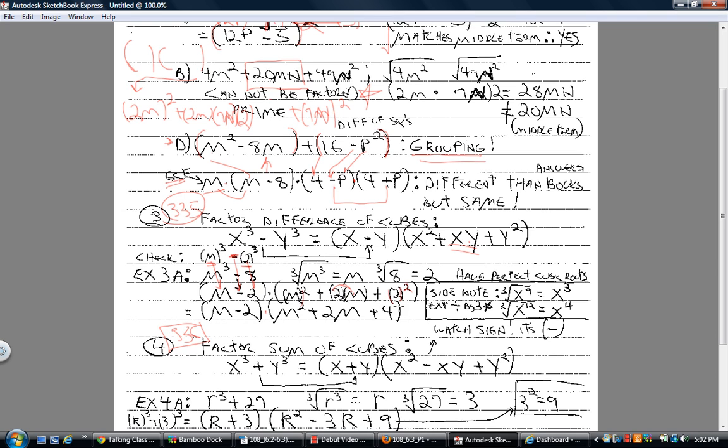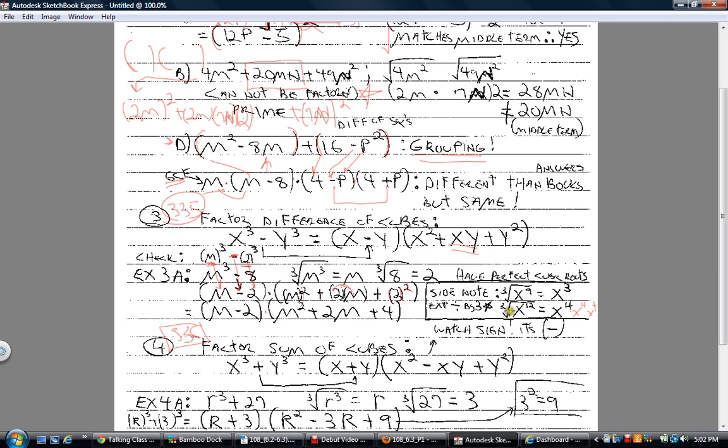And a couple notes here. I just happened to notice this. If you have the cube root of x to the 12th, what you end up with is x to the 4th, because x to the 4th times x to the 4th times x to the 4th would equal x to the 12th. Remember, you add the exponents.